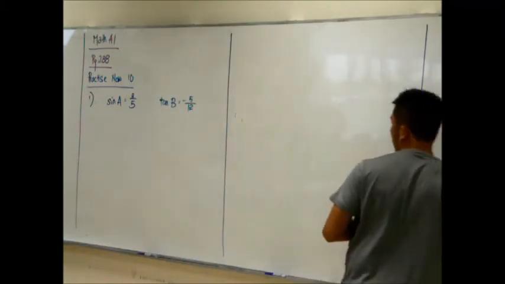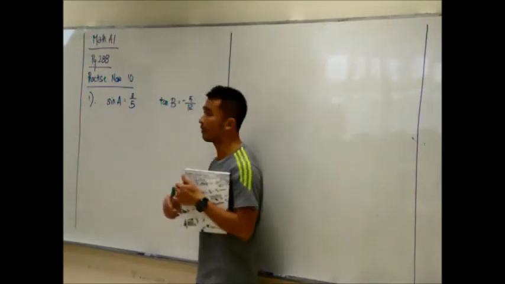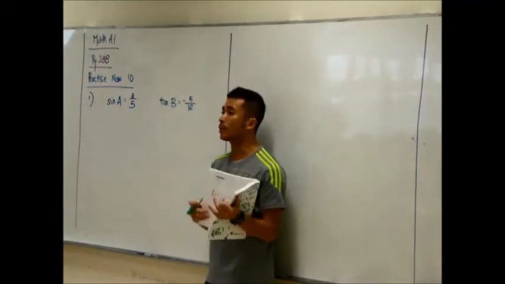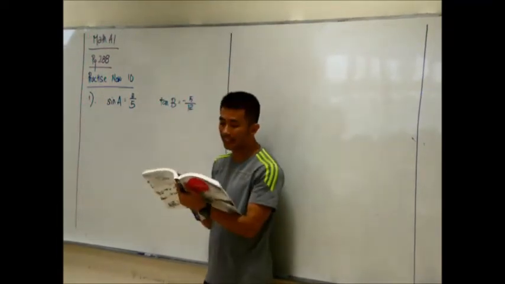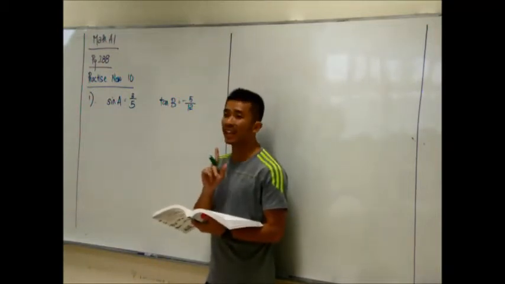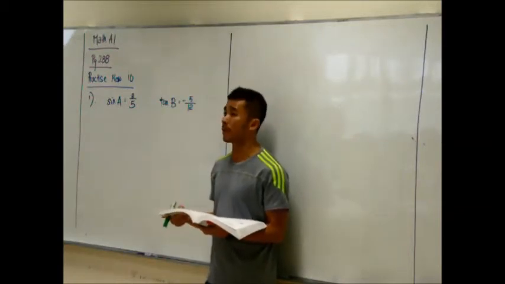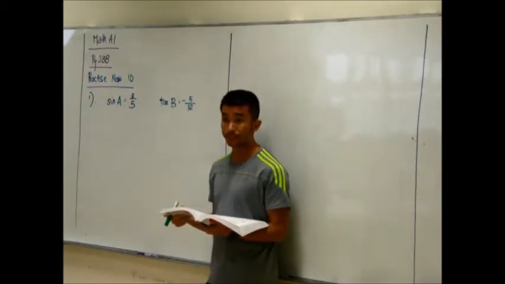Let me start from the basics. Given the question, sine A is 3/5, tangent B is negative 5/12. They told you that both A and B lie in the same quadrant, without the use of a calculator. Whenever you tackle such a question, the first thing that should come to your mind, if you cannot use a calculator, is to make use of a right angle triangle.